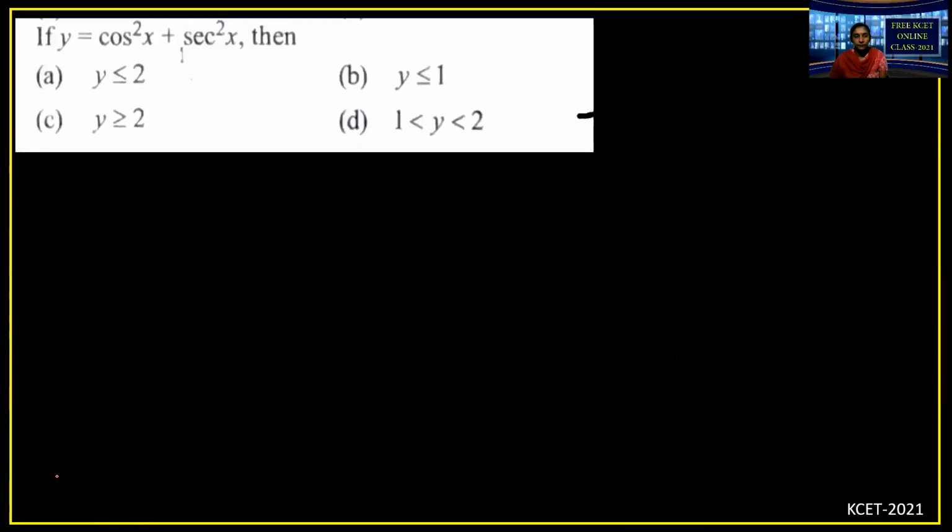Next question. If y is equal to cos square x plus secant square x, then the value of y: y is less than or is equal to 2, y is less than or is equal to 1, y is greater than 2, y lies between 1 and 2, they are saying.